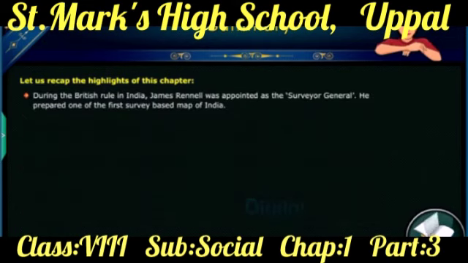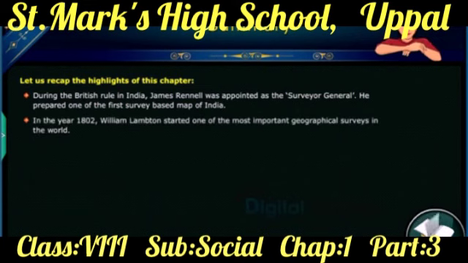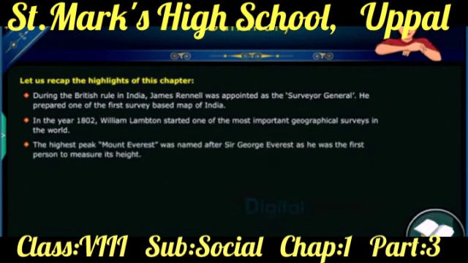During the British rule in India, James Rennell was appointed as the Surveyor General. He prepared one of the first survey-based maps of India. In the year 1802, William Lambton started one of the most important geographical surveys in the world. The highest peak, Mount Everest, was named after Sir George Everest, as he was the first person to measure its height.